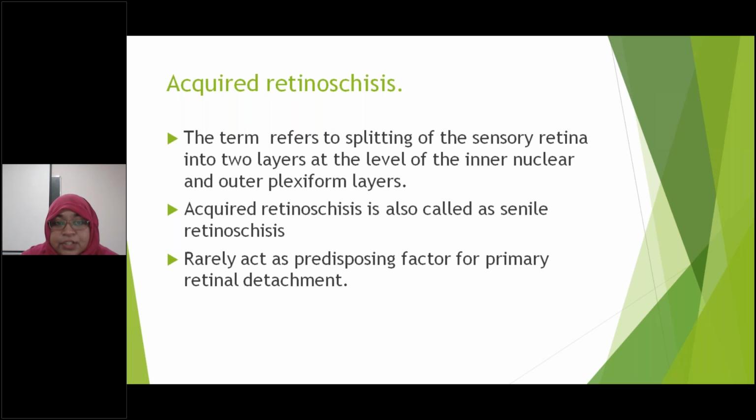And in retinoschisis, the sensory retina has 10 layers, right? So the split is between the two sets of 5 layers. The outer 5 layers and inner 5 layers get separated. This is called retinoschisis. So retinal detachment and retinoschisis are different terms. You should not confuse them. Acquired retinoschisis is also called senile retinoschisis because it is usually present in old individuals. Rarely, it acts as a predisposing factor for primary retinal detachment.